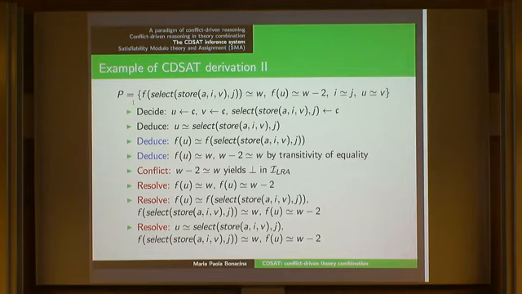Then what is the reason, what is the justification for FU equal W? We simply unfold the deduction steps we did before. This comes from FU equal F select store and F select store equal W. So now this is the conflict we have. And finally, where does this come from? It comes from U equal select store. So we unfold again and we are left with this. At this point, we don't unfold anymore. This comes from the input, this comes from the input, and this is the deduction that we did before.